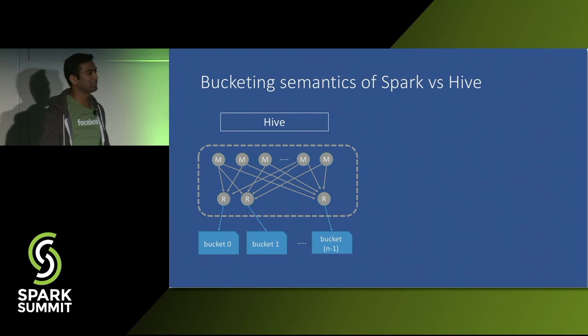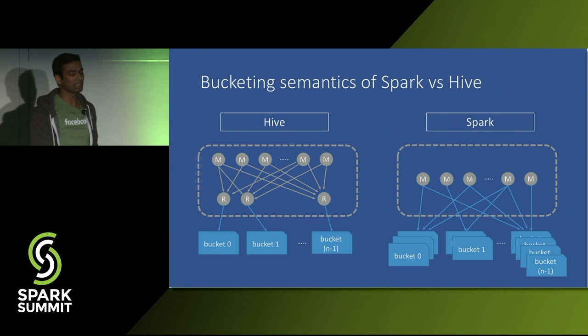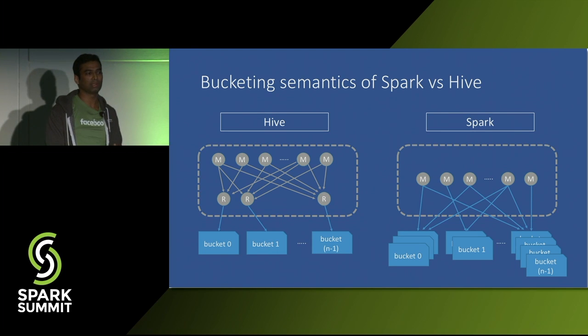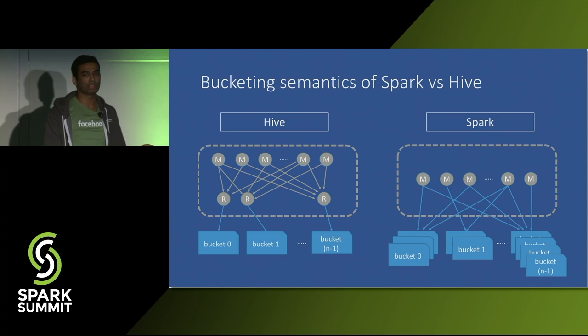And since you're writing a single file per bucket, Hive can ensure that the bucket as a whole is sorted because it's just a single file. In Spark, when Spark creates bucketed tables, it can do it without using a reducer. So this is quite fast because whenever there's a reducer, that means that you're shuffling the data around.